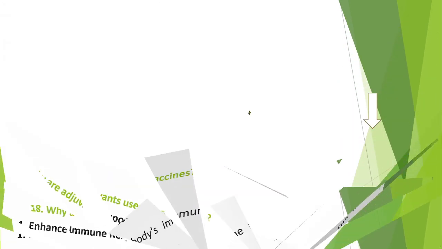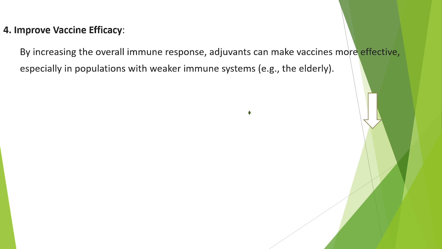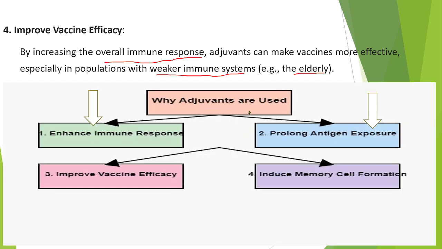This brings us to number 4, which is improved vaccine efficiency. They increase the overall immune response. Adjuvants make it more effective, especially in populations with weaker immune systems, for example, those of elderly age. Let's look at the diagram quickly. As to why adjuvants, like we said previously, they enhance immune response, they increase the recognition of the antigen, and they prolong antigen exposure.